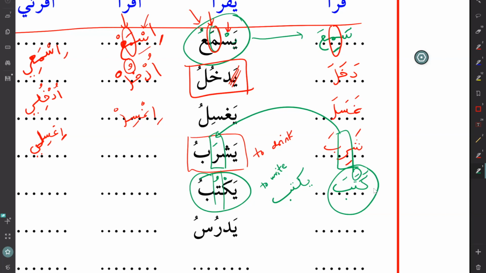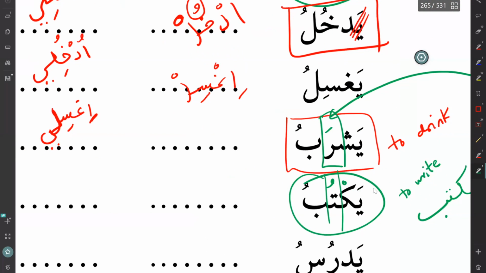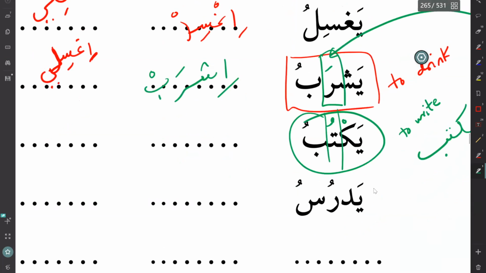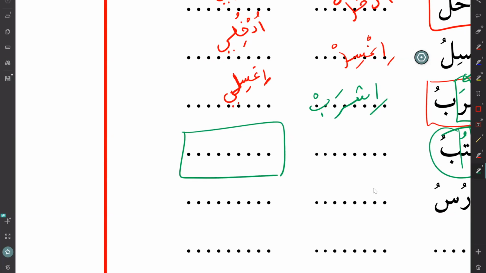You memorize, memorize, memorize. At this stage, memorization is the key. So quickly, the command verb for yashrabu would be what? Ishrab. Ishrab. And ishrabi, right? And here would be what? Somebody just give me the whole command verb. Let me make it harder. Give me the command verb for female. Exactly. So uk to be. Uk to be. Exactly. So number one, which you guys are picking up.